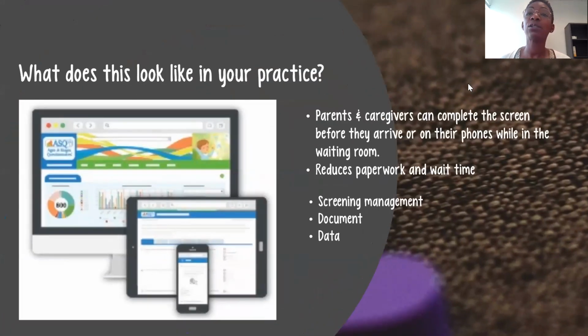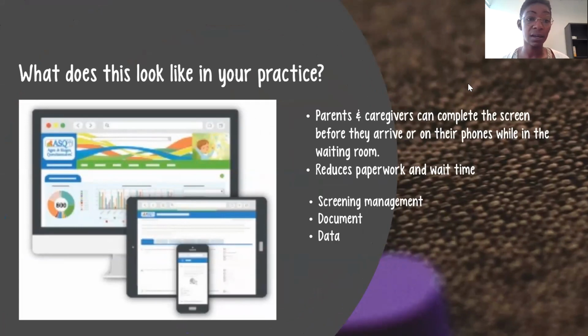So what would this actually look like in your practice? We've seen what it looks like in paper form, but this is just a quick image of some of the graphics that you might see when you log into the ASQ online platform. With this tool, parents and caregivers can complete the online questionnaire before they arrive, and the information will be automatically uploaded to the system, to the portal. So there's no guesswork in it. It goes straight from parent caregiver to the system.